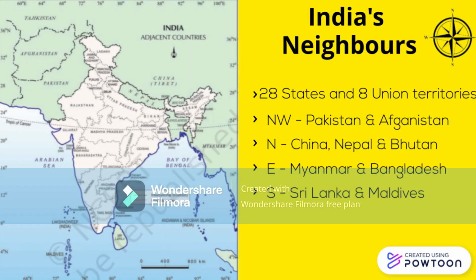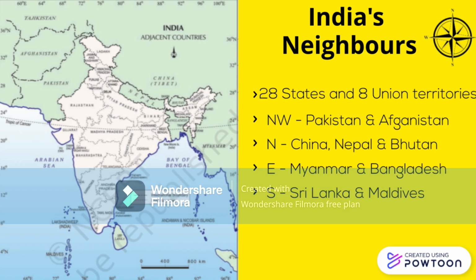Our next topic is India's neighbors. India occupies an important strategic position in South Asia. India has 28 states and 8 union territories. India shares its land boundaries with Pakistan and Afghanistan in the northwest, China, Nepal, and Bhutan in the north, and Myanmar and Bangladesh in the east.